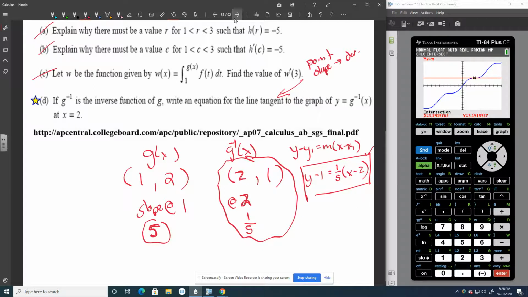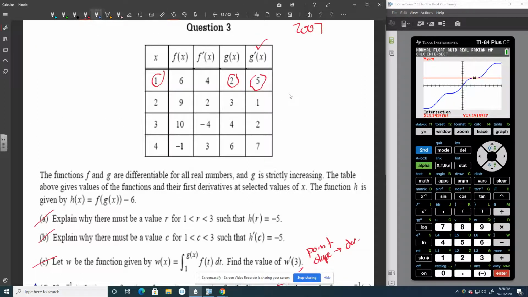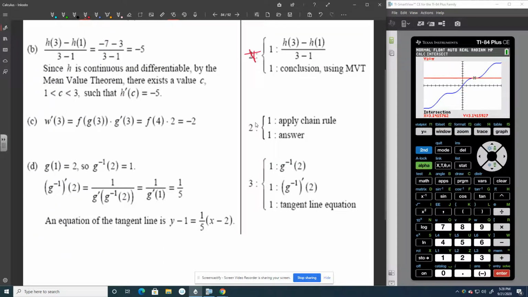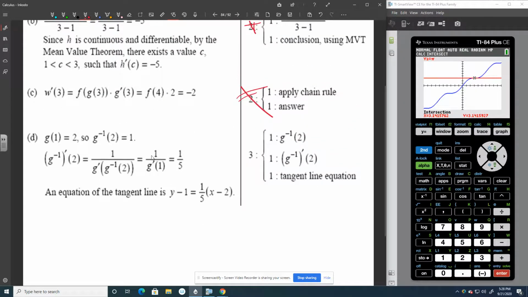If I were to look at the scoring rubric for this, again, we didn't earn any points on 2. In fact, on all the free response questions, you can earn 9 points. On this question, you would lose the 2 points for A, the 2 points for B because we didn't even do them, and the 2 points for C, but there are 3 points available on part D. You would earn 1 point for finding the inverse at 2.